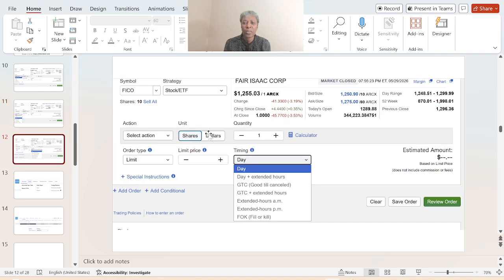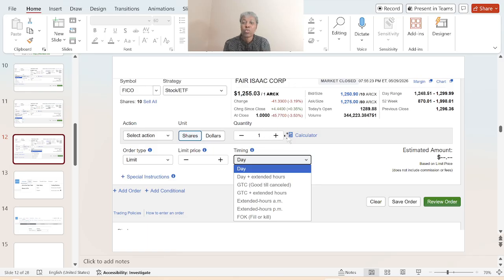From there, I will choose the timing, and I'll choose day. Because I'm swing trading, I just prefer to choose day. In the past, some years ago, I would choose good till cancel, and I tended to go with a lower price than what was selling. But for swing trading, I prefer day, and then I can decide the price that I want to set as the limit price.